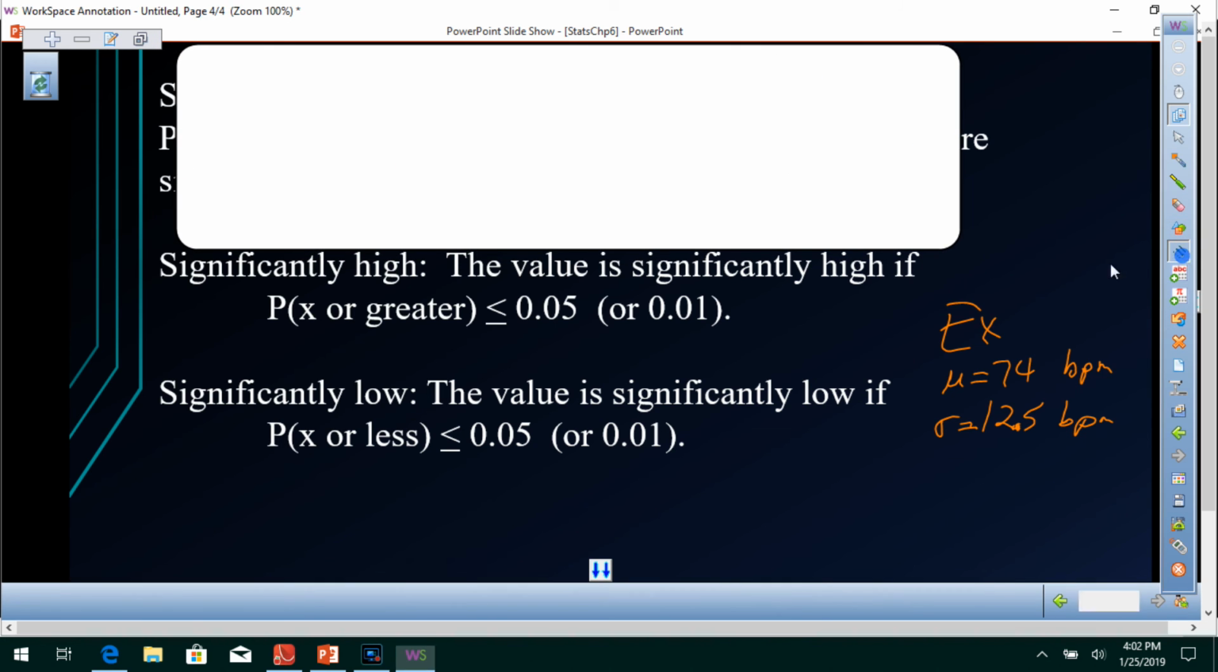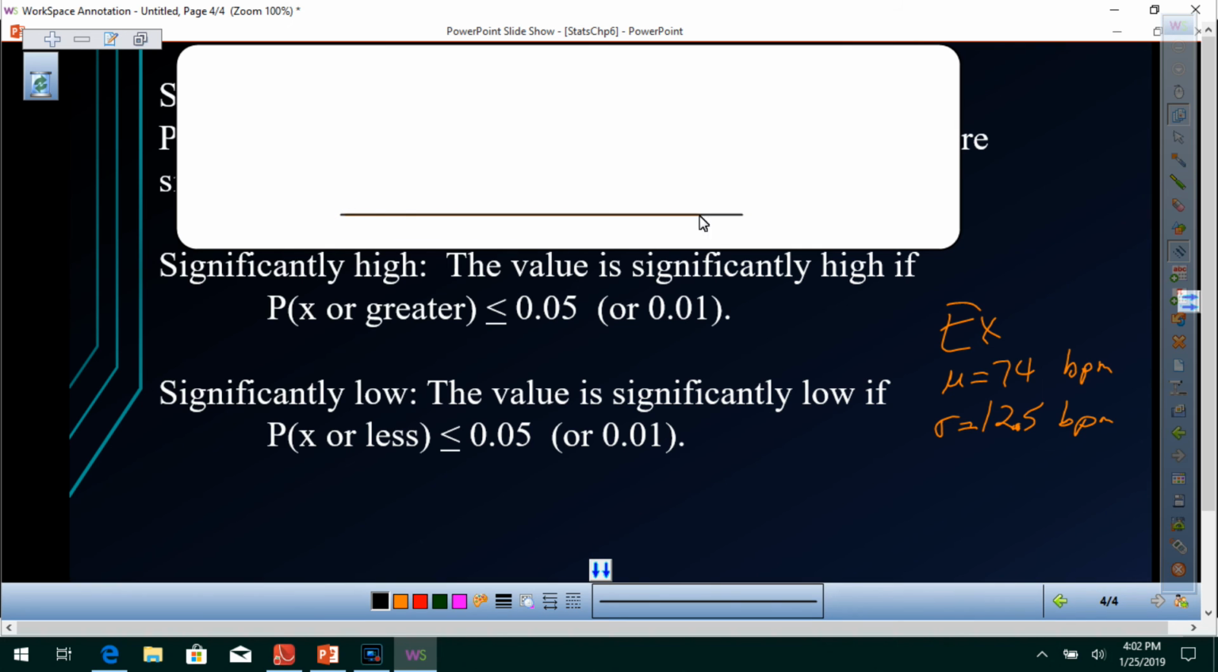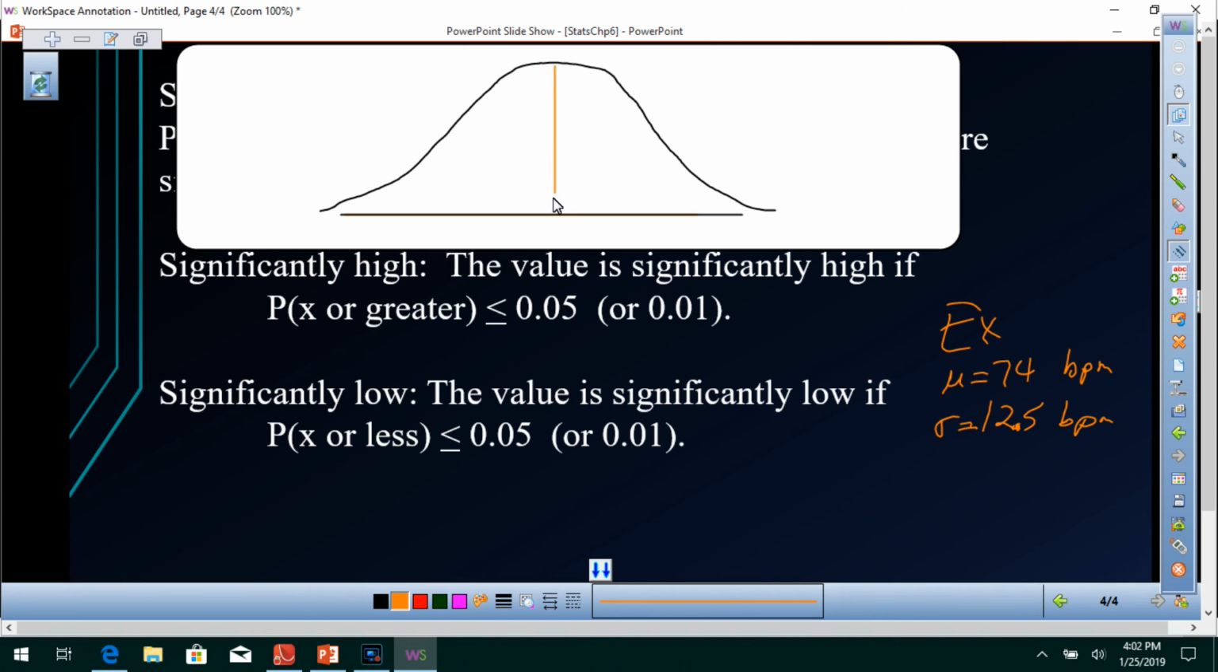I'm going to draw a standard normal curve here. Right here in the middle, we have 74 beats per minute. We want to find these two areas over here. This is 0.05, and this is 0.05.